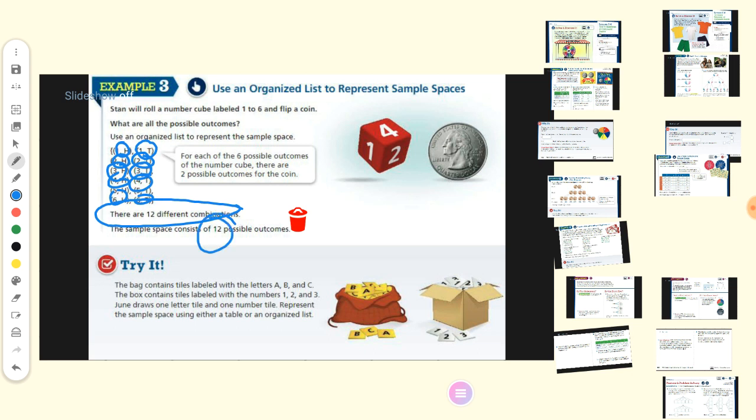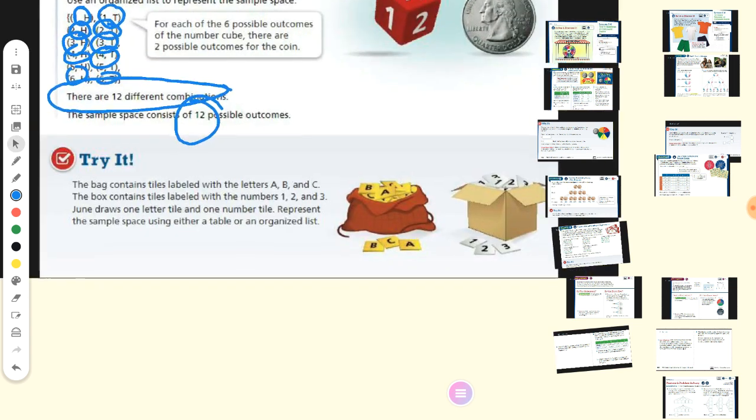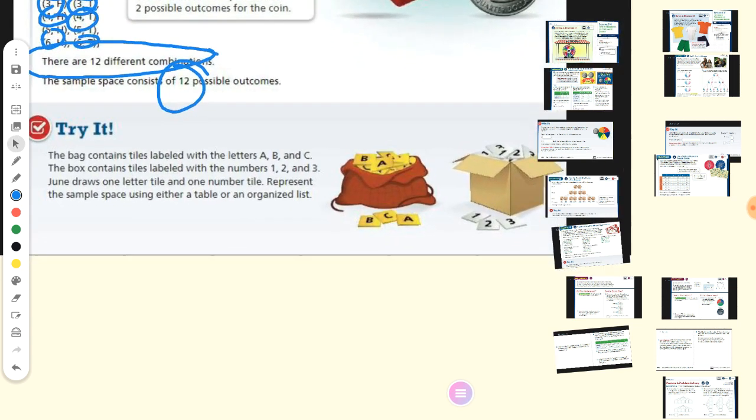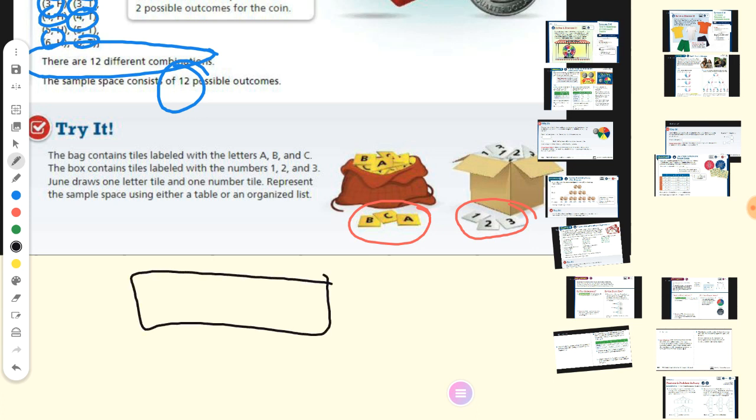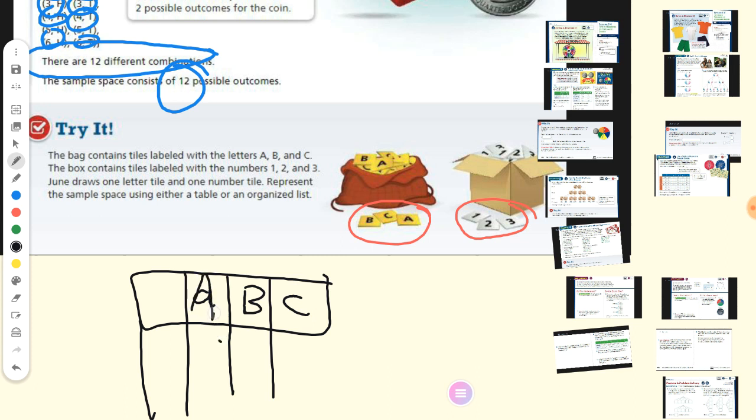Okay, what about the third one? The third one said that you choose 3 letters from a bag, which is A, B, C, and 1, 2, 3 from this bag. What do you expect to do it by, the organized table or organized list? I prefer table, by the way. So first row and then column. A row consists of 1, 2, 3, and the column is A, B, C. Okay? And the other is 1, 2, 3.